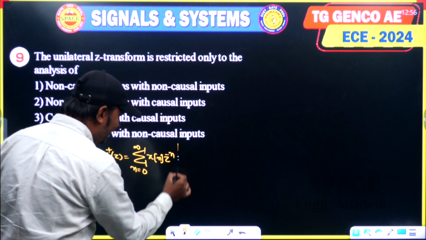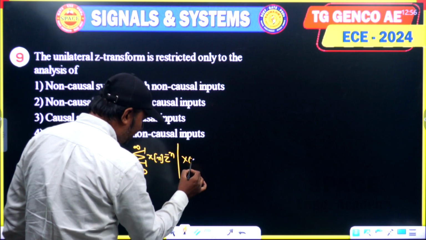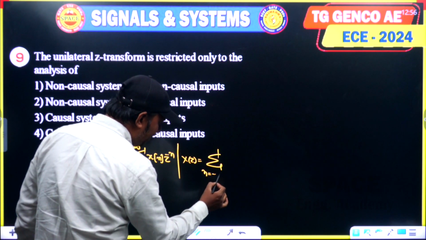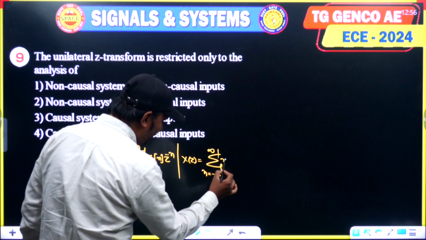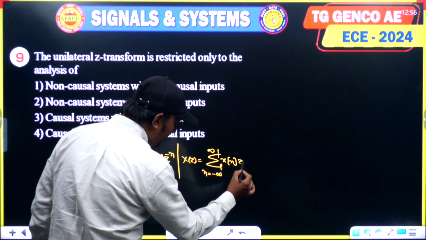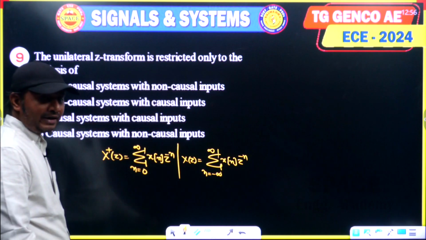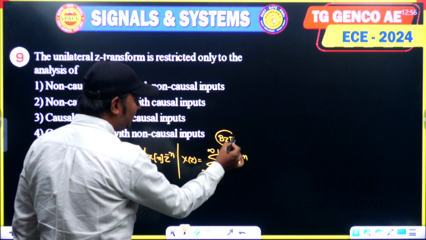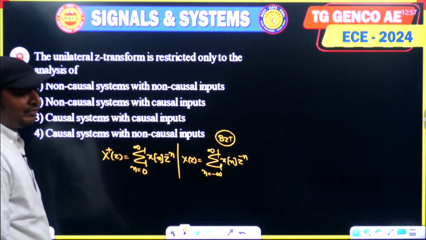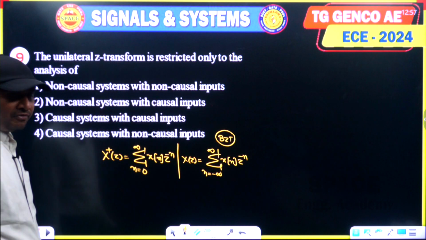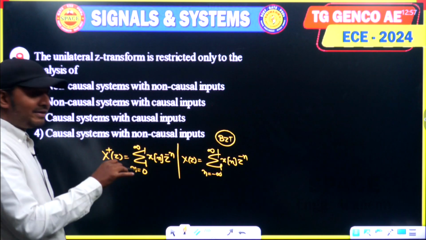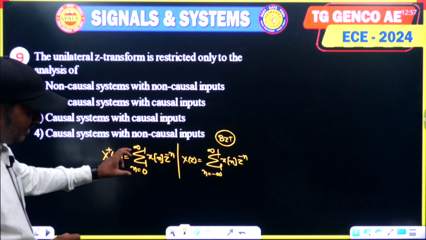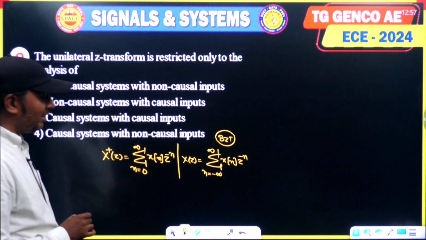Suppose I consider the limits of summation to be minus infinity to plus infinity, it is known as the bilateral Z transform. Bilateral means limits of summation are considered from minus infinity to plus infinity, whereas the unilateral, or one-sided, Z transform has limits of summation from 0 to infinity.